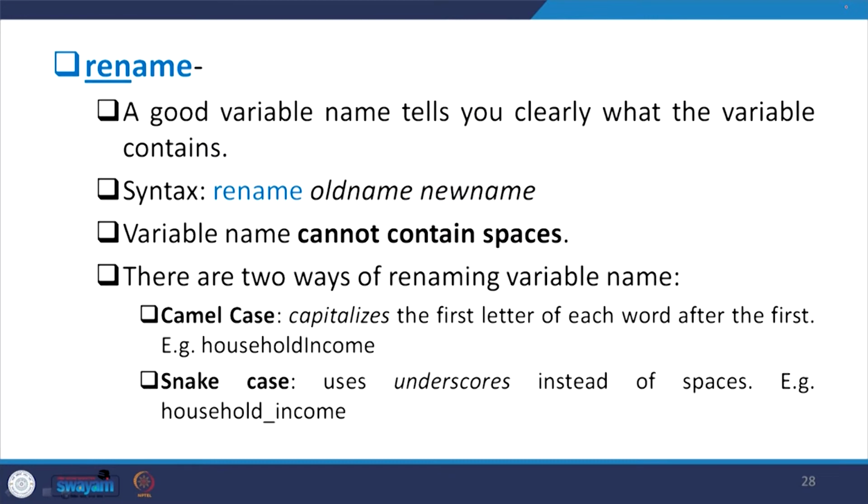Now, let us move on to understanding some other operations, like renaming the variable. A good variable name tells you very clearly what the variable contains. If you have named it appropriately, for example, you are working with GDP, but you have named it state, probably you will be confused later on when you open it and you have already operated with many other information.